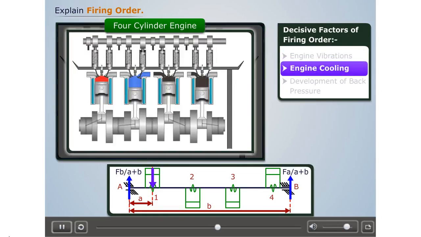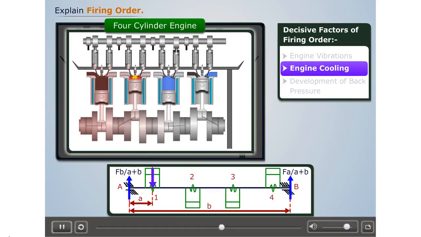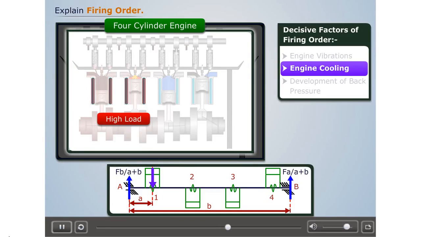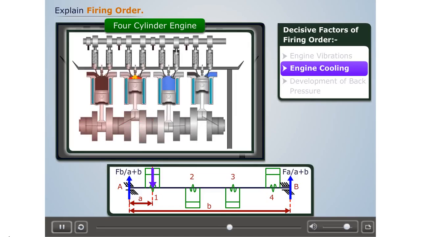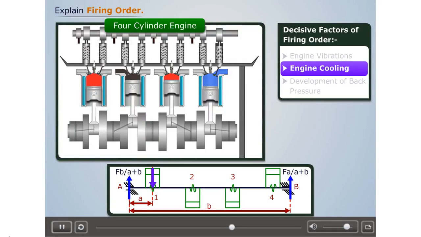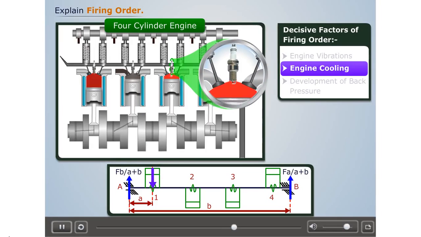Also, if we fire cylinders 1 and 2 in succession, half of the engine will get very heated, which will imbalance the load on the cooling system. To decrease this load, we need to fire cylinder 3 after cylinder 1.